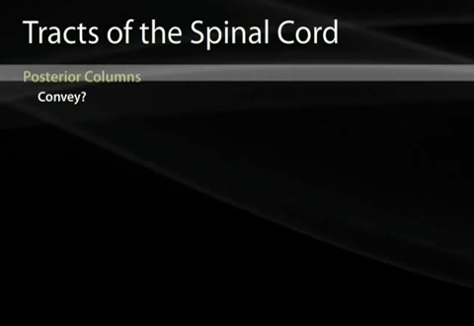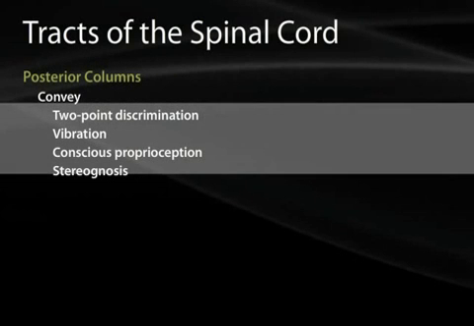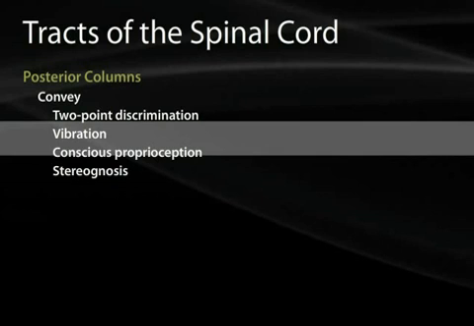Posterior columns convey the following modalities of sensory information: two-point discrimination, vibration, conscious proprioception, and stereognosis. The two that we really test clinically in the neurology clinic and on the wards are vibration and conscious proprioception. Very important things to be able to test, and most non-neurologists don't test this, but it does give us a lot of information about what areas of the cord are intact and which areas are damaged.